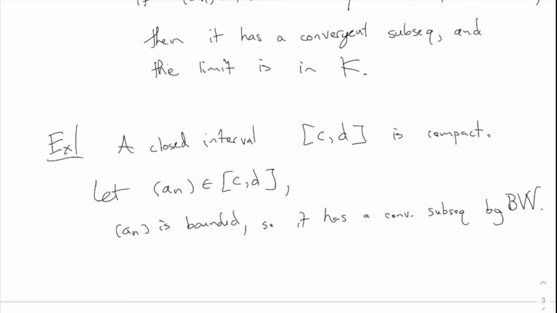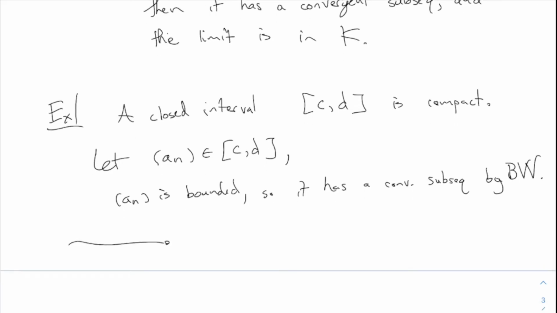So, anybody feel like you know? How do you know that what it converges to is still in the closed interval and not somewhere outside the closed interval? If you imagine this sequence in a closed interval, I've got C and D like this, and I have a bunch of points. Maybe they converge to something on the inside. Maybe they converge to one of the endpoints, C or D. Could they converge to something outside? I don't think so. Anybody?